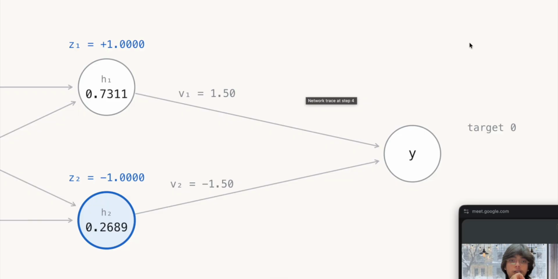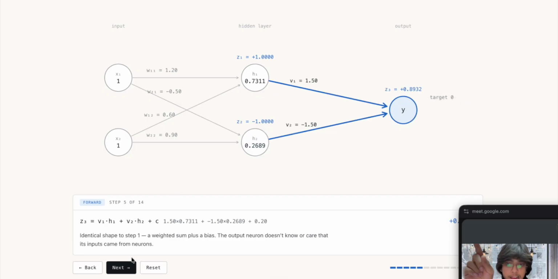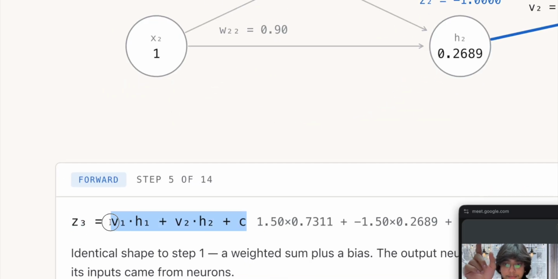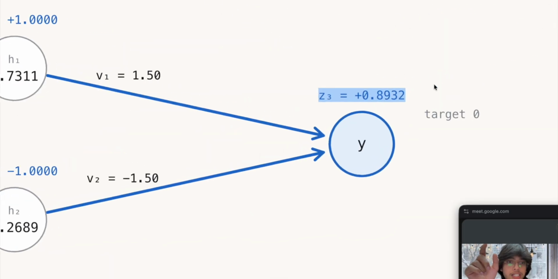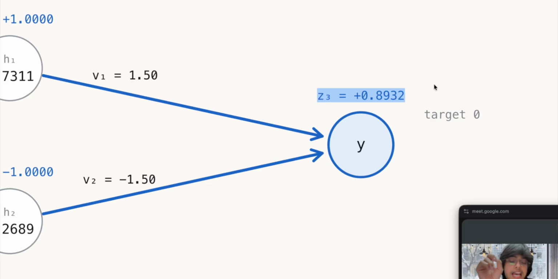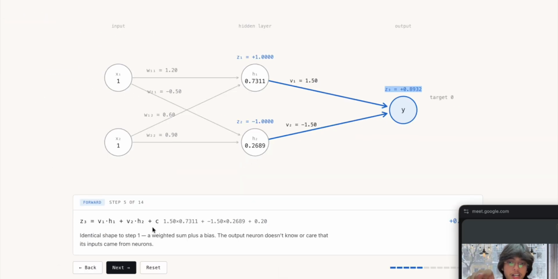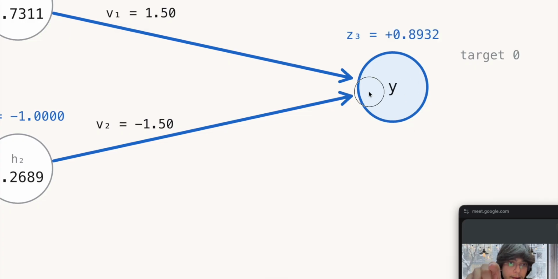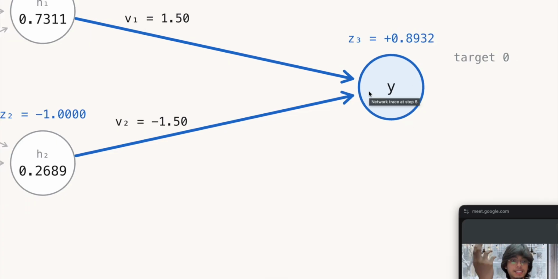Now let's do the forward pass here as well. Imagine h1 and h2 as the input layer and y as the next layer. Now you know what to do next, right? We'll multiply h1 with v1 and h2 with v2, add them, and also add the bias, which will give us some value z3. So this gives, let's say, 0.89, and now we put that inside the sigmoid function, which will give us the value of y, and that is going to be our machine's guess, right?